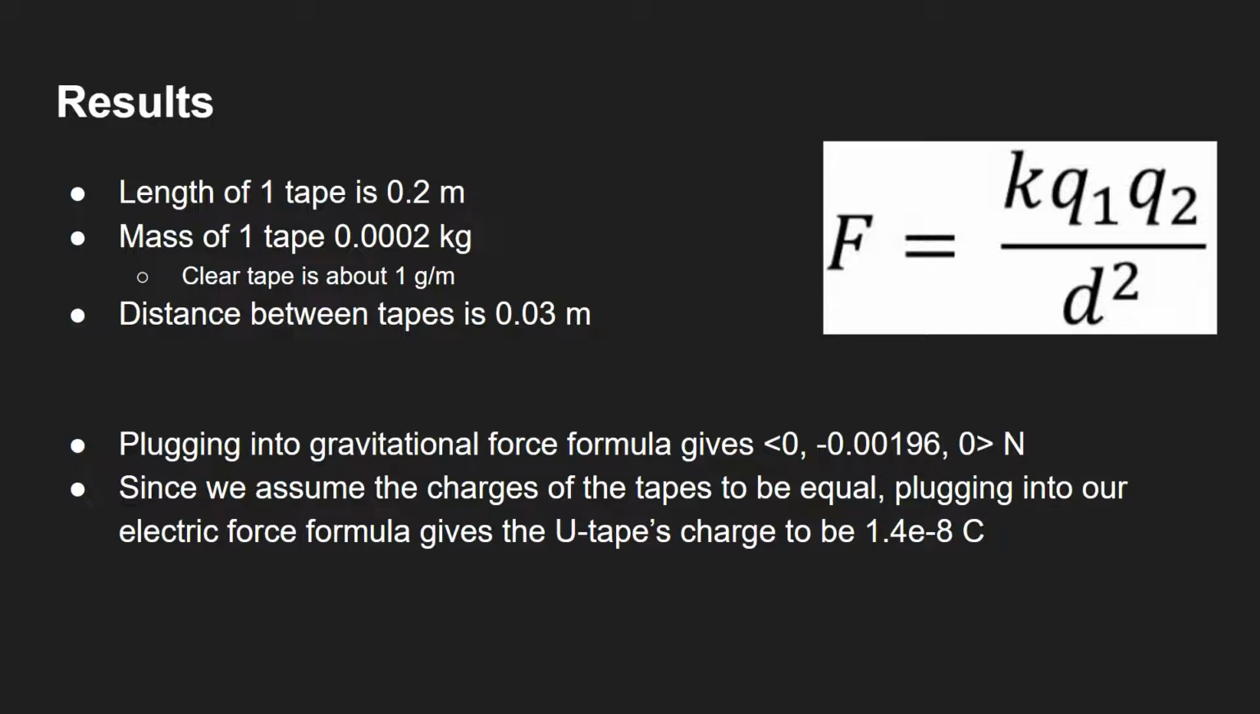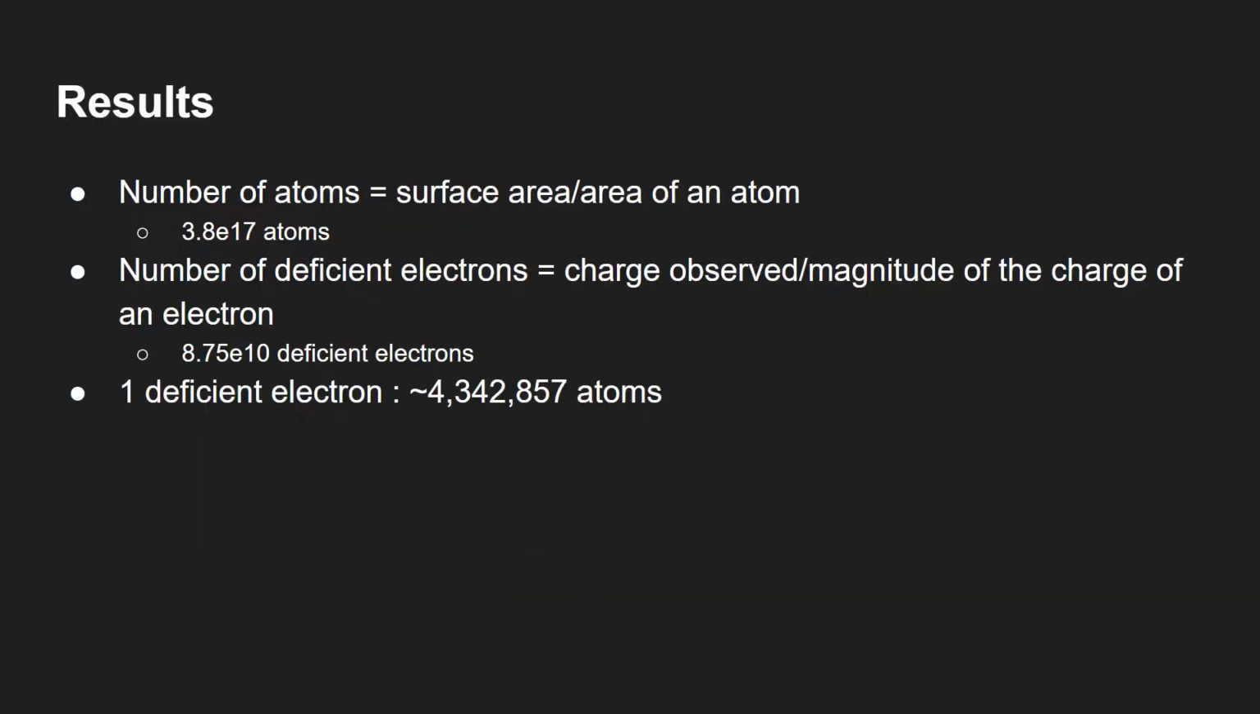And going on to the electric force, since we assume the charges of the tapes to be equal, we can get Q1 is equal to Q2 in this formula in the top right. And we know that we're in a state of equilibrium because the top tape is floating, so the electric force is going to have to equal the opposite of the gravitational force. So the gravitational force is negative mg, so the electric force is just mg. And plugging all that into our electric force formula and solving for q, since we get kq squared over d squared, we can get the U-tape's charge to be about 1.4 times 10 to the negative 8th coulombs.